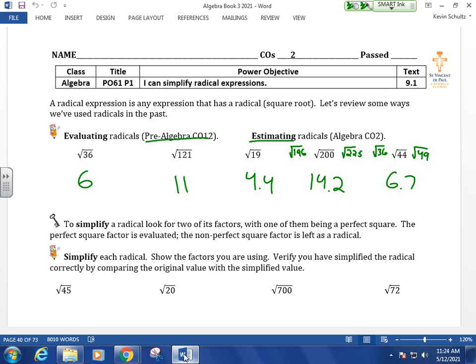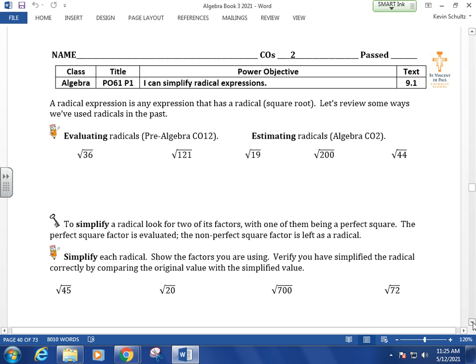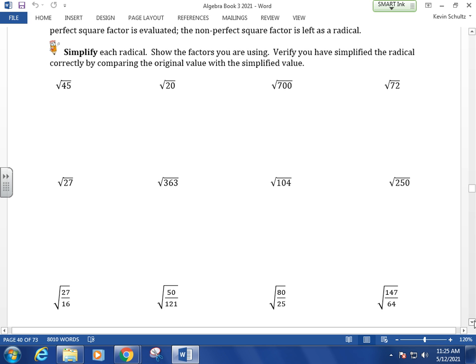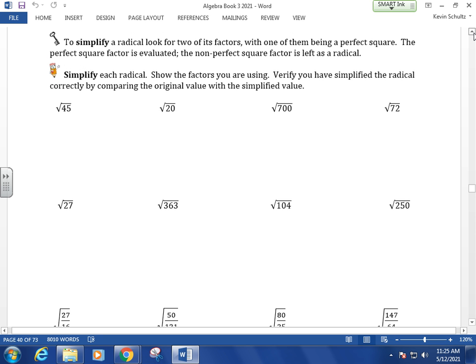Okay? Because the disadvantage to estimating is that our value really isn't accurate. Like we said, these decimals go on forever. 4.4 is just an estimate. We lose accuracy whenever we round something. So next year, those of you going into geometry or algebra 2 or whatever your path may take you, you're going to be asked to simplify these square roots. Okay, which means we're keeping the value intact.